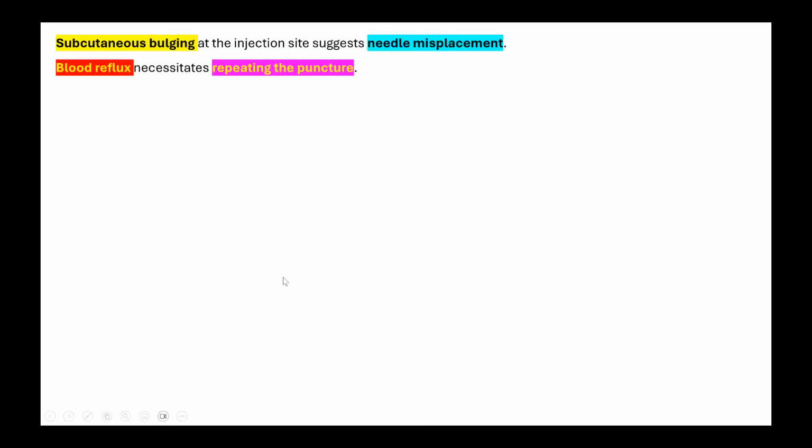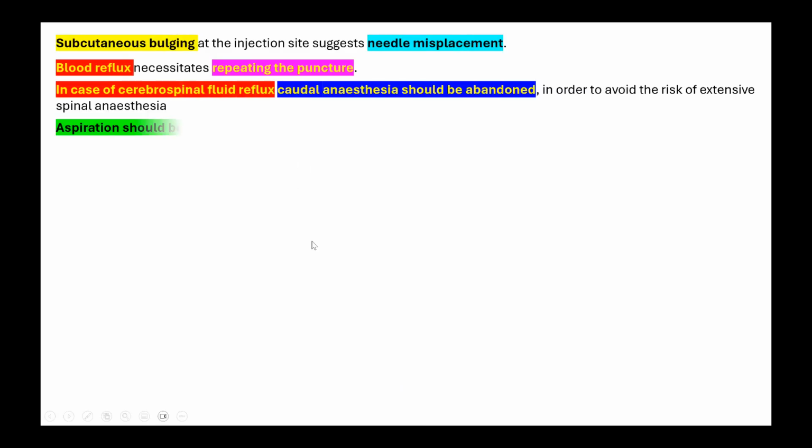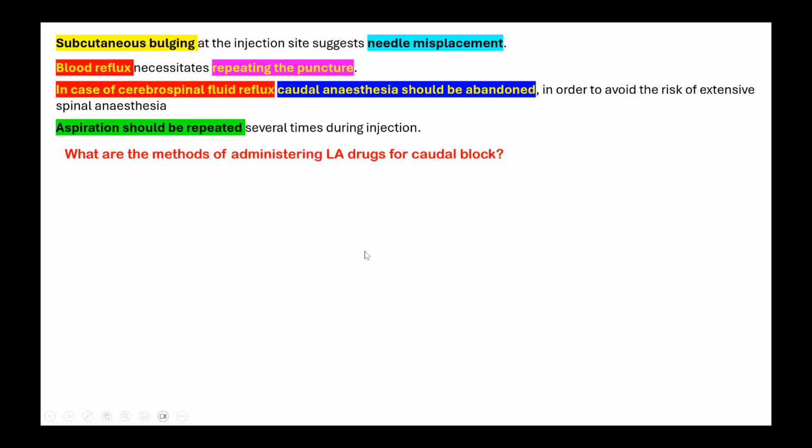Subcutaneous bulging indicates needle displacement. Blood indicates there is a venous puncture. And in case of CSF leak, you should abandon caudal anesthesia, because even if you withdraw the needle and then inject a large volume, there's a chance it can get absorbed into the subarachnoid space and become a total spinal. So aspiration should be repeated during injection.